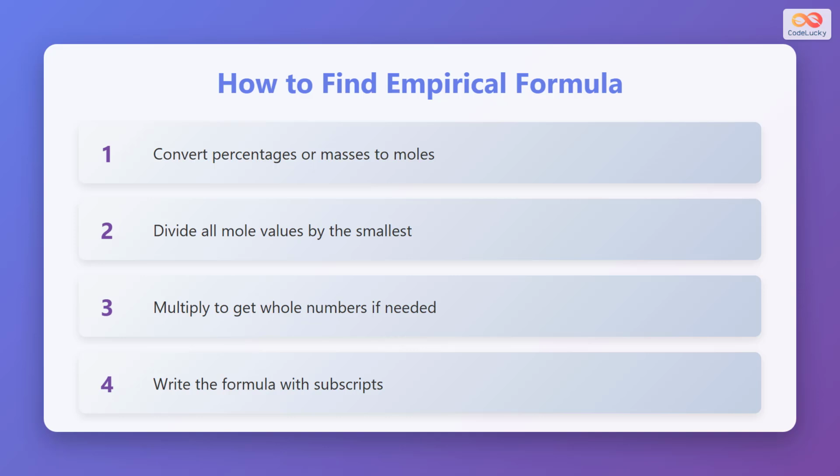Finding an empirical formula follows a systematic 4-step process. First, convert the percentages or masses of each element to moles using their molar masses. Second, divide all mole values by the smallest mole value to get a ratio. Third, if needed, multiply all values by a common factor to obtain whole numbers. Finally, write the formula using these whole numbers as subscripts. Let's apply these steps to a real problem.